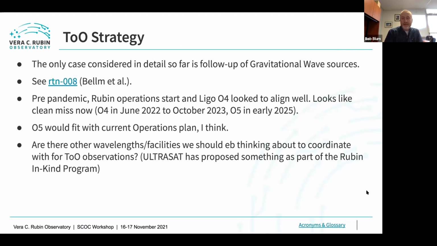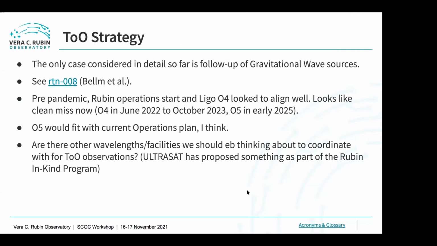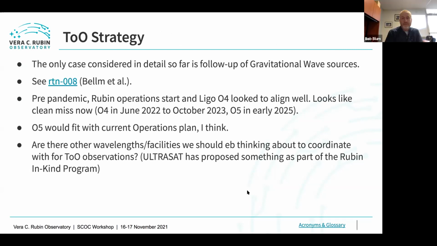The only detailed case that we've had any real discussion about, at least that I have with the team and others in the community, is of course gravitational wave follow-up, the sources follow-up. There is a document, a technical note that you can look at that Eric worked on. It's really more about the strategy for reducing data and getting it in the hands of people if we did get a TOO for a gravitational wave source. It's not so much about policy, but it's useful to start thinking about.